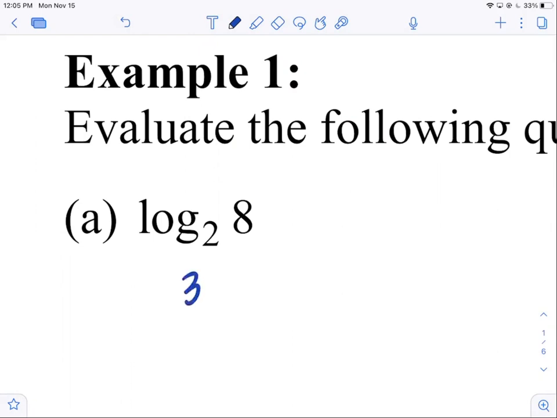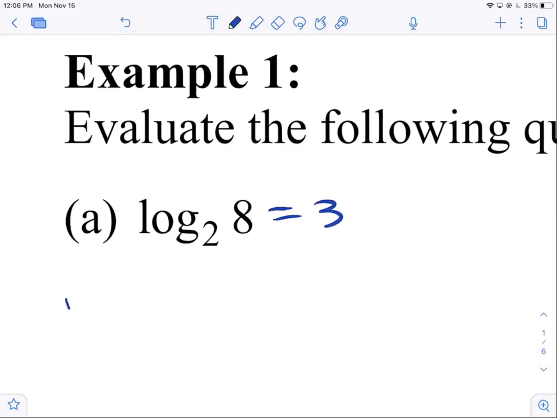Okay. And the answer is 3 because 3 is the exponent to which we must raise the base 2 to achieve our argument of 8. In other words, 2 to the third power is 8. So you can write it like that if you want, or this might be a good time to write it like this.